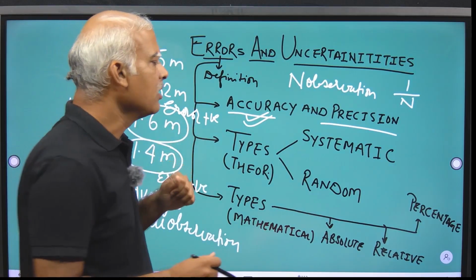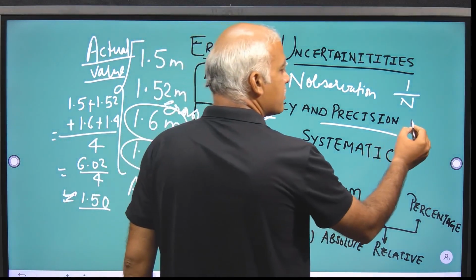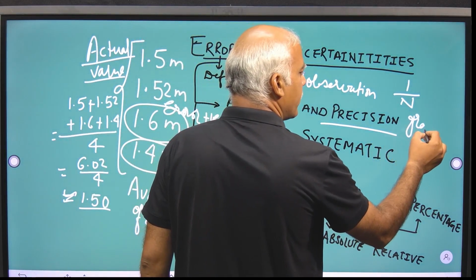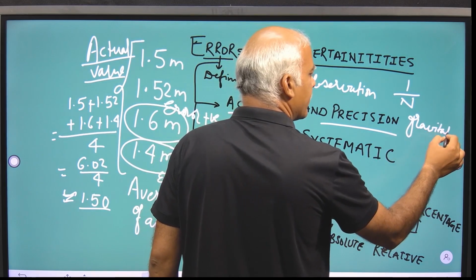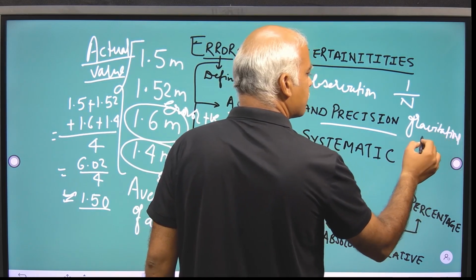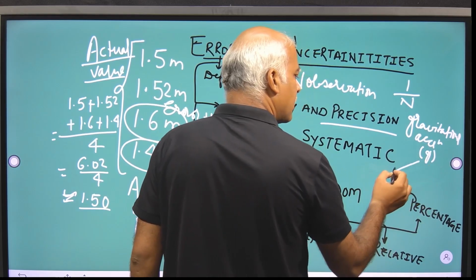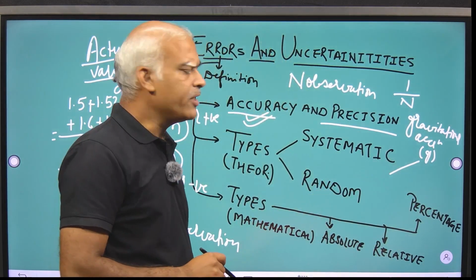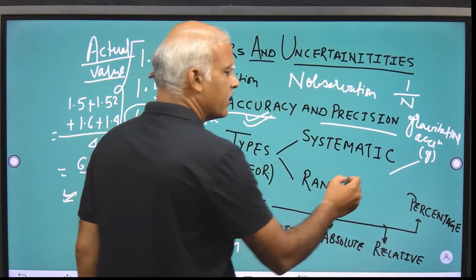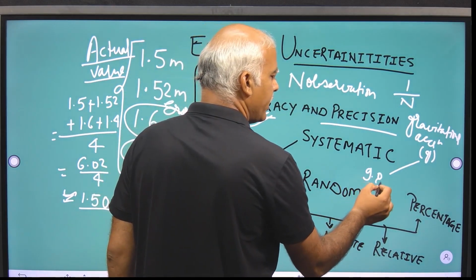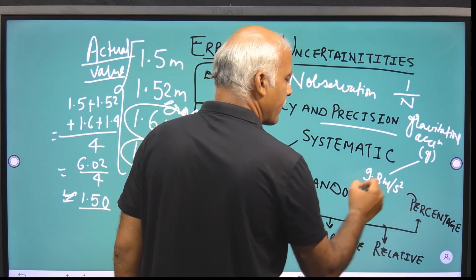I'm giving you an example. If a student is measuring the gravitational acceleration, that is small g, the actual value of g we are taking is 9.8 meter per second square.